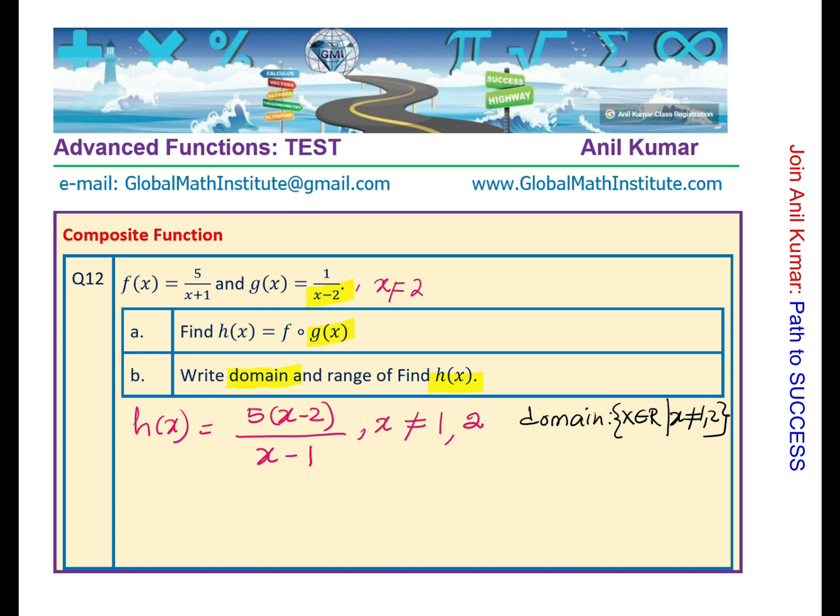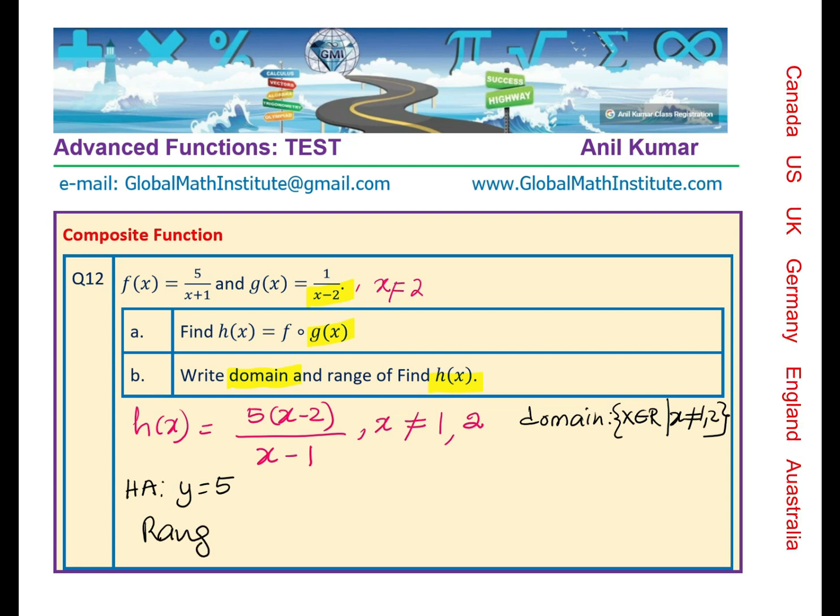Let us now find the range of this function. What is the range of this function? From what is seen here, we can say that the horizontal asymptote for h of x is y equals 5. So definitely in the range of this particular function, we have one restriction, which is y belongs to real numbers, where y is not equal to 5.